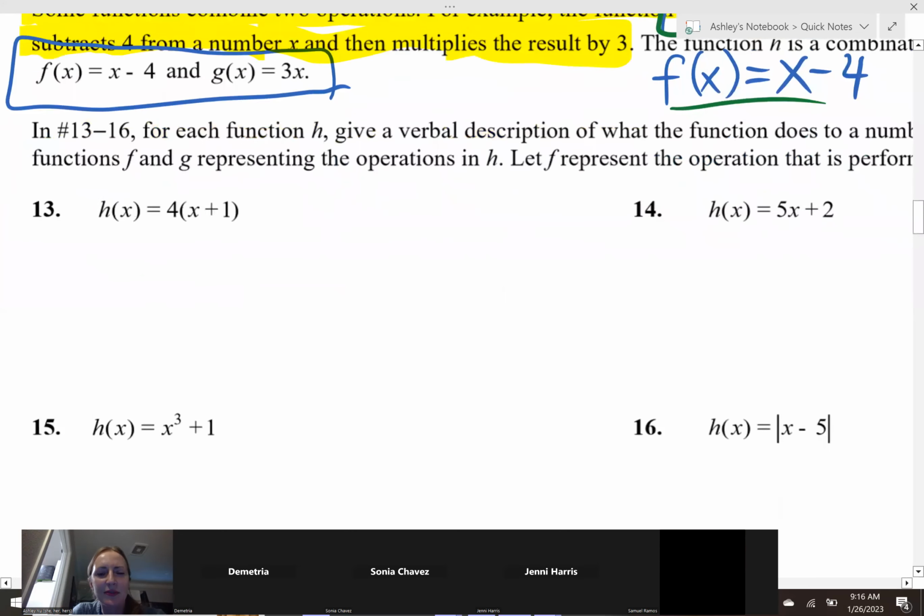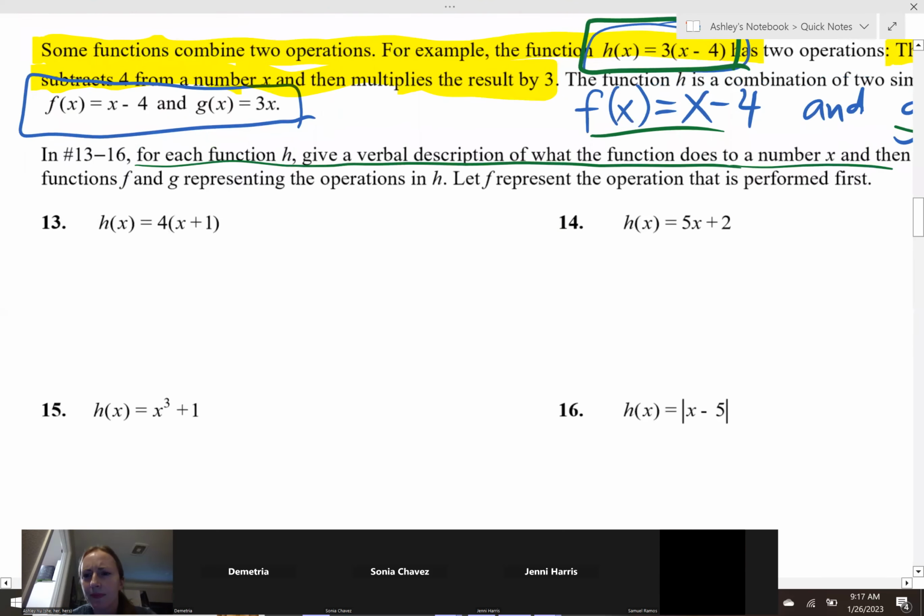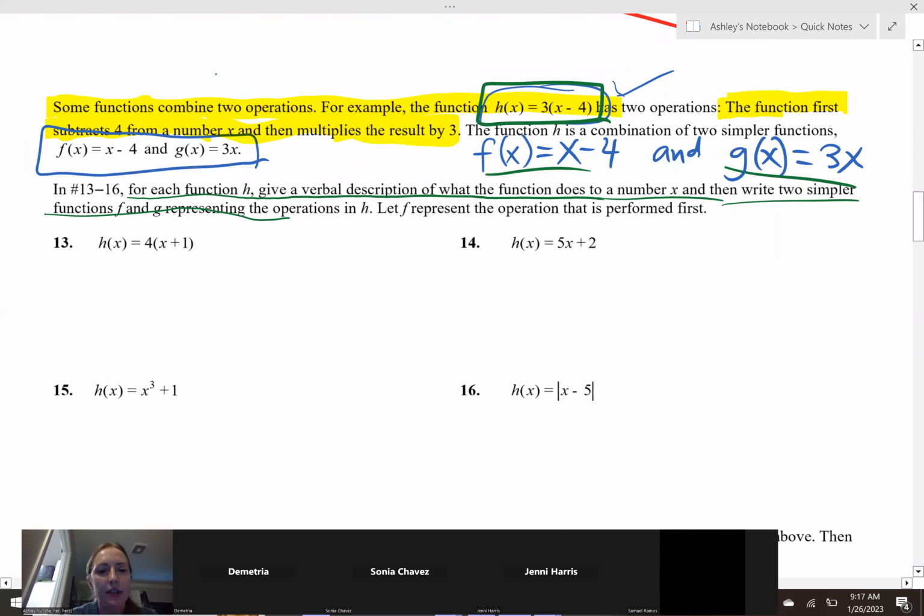It's like going backwards from what's normally done in composition of functions. Usually, you're given 2 functions and you combine them into one, and that's it. But here they've combined them, and you have to figure out what the original ones were. So for these, it says for each function h, give a verbal description of what the function does to a number x. And then write 2 simpler functions f and g representing the operations in h. Let f represent the operation that is performed first.